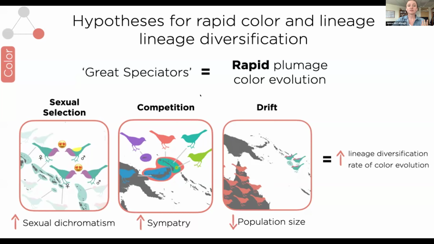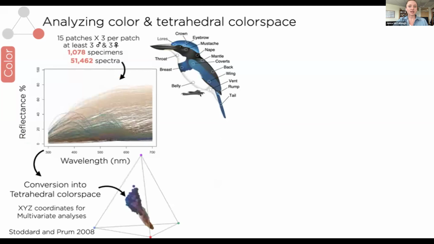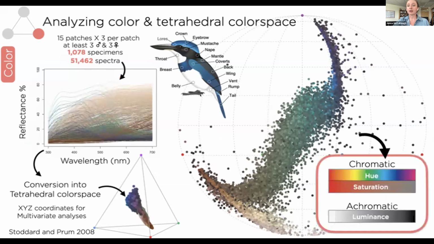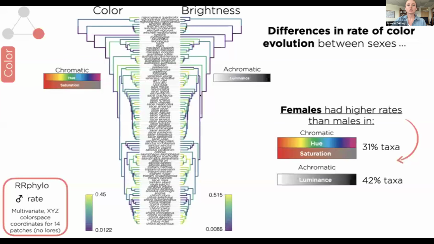To study this, we collected a large spectral reflectance dataset representing all Todiramphus taxa across 15 plumage patches. Using these data, we can see that the genus takes up 65% of all volume in color space. And we can use XYZ coordinates and chromatic and achromatic measures of color to do multivariate analyses of these two aspects of color for both sexes. Here, purple are slower rates and yellow indicates faster rates. I'm showing male rates here, but we do show differences in rates between the sexes, and males did not always have the fastest rates of color evolution.